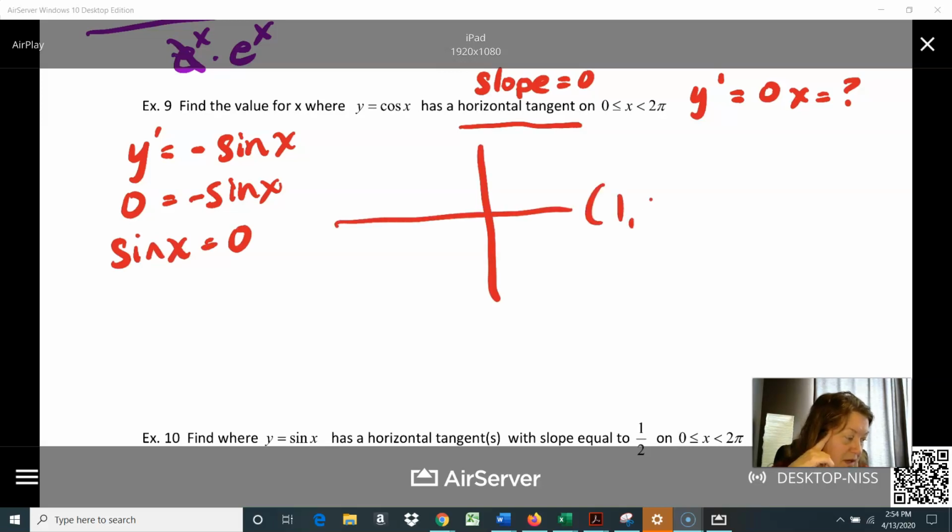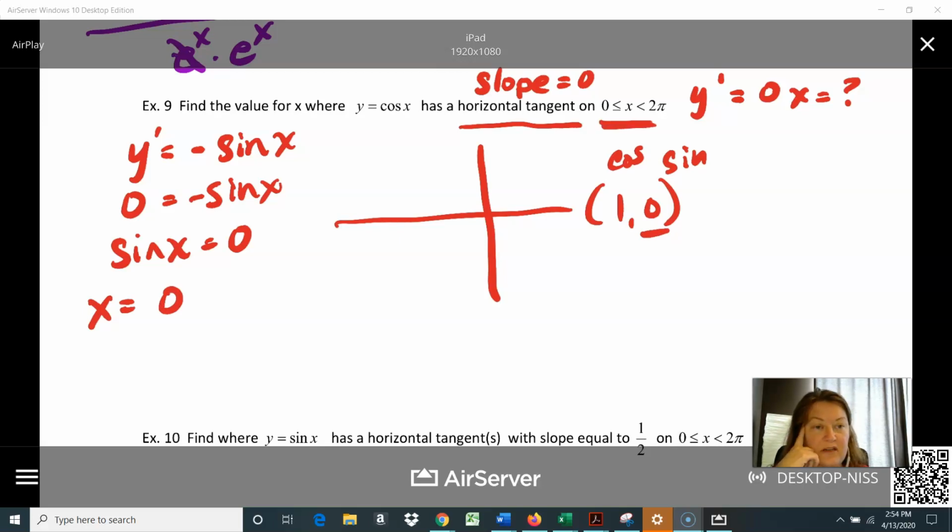So remember, this is 1, 0. Which one of those numbers is sine? Remember, this one's cosine, this one's sine. So this would be one of the places I would want. So I could say x equals 0 pi or 0 degrees, but I know they want radians because they put in 0 to 2 pi, which is radians for sure.